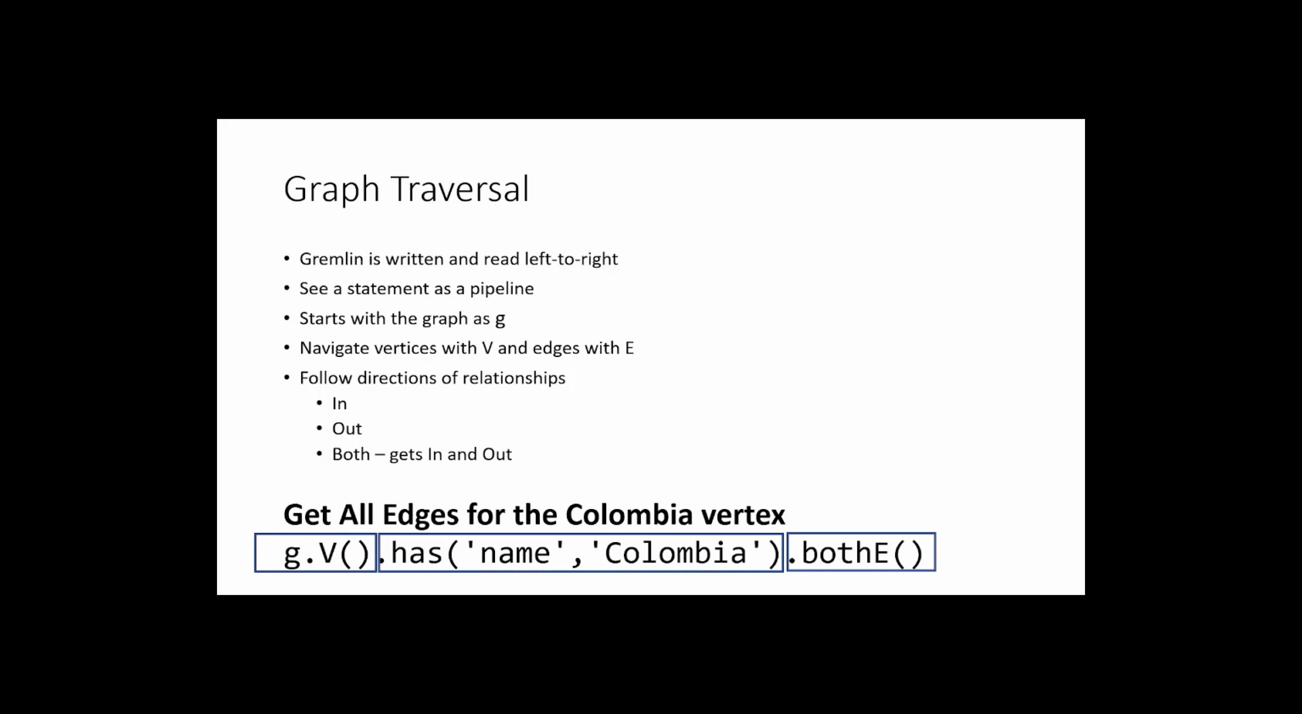But once you're ready to traverse the relationships or the edges, you need to think about, are they going in, are they going out, or are they both? You want the ins and the outs. So in this particular example, we want to get all edges for the Colombia vertex. It'd be g.V, so starting with the collection of vertices, we want the Colombia vertex, so we want to filter it. It has the property of name with the value of Colombia. We want all edges, which means we want both. Now, because we want edges, we'll be specific and say .bothE.